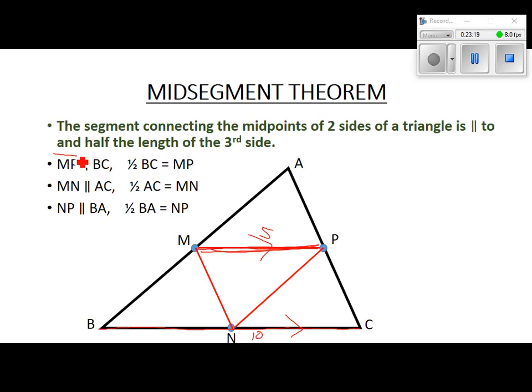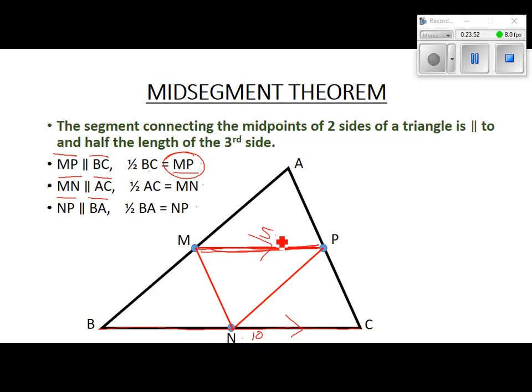These should have symbols above them here. Forgot them. So MP is always parallel to BC. MN is parallel to segment AC. Segment NP is parallel to segment BA. These don't need symbols because you're dealing with lengths over here. It's 1/2 of whatever BC is, so BC is 10. 1/2 times 10 should give you how long MP right there is, and it would end up being 5, like we said.